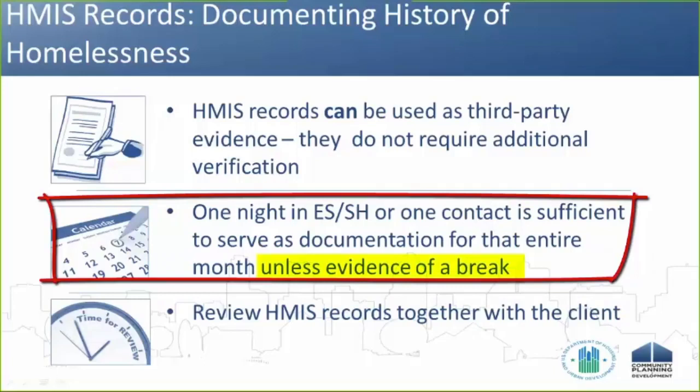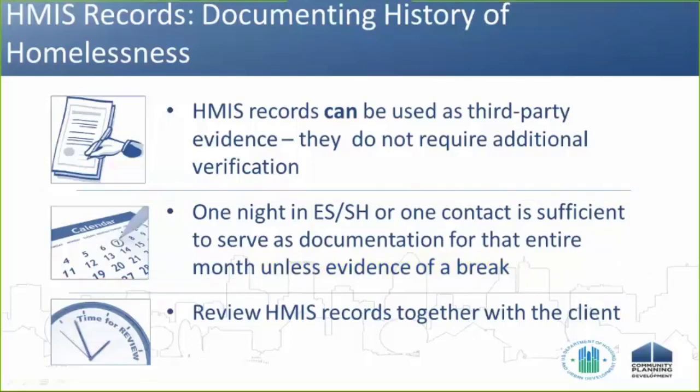Evidence of a break could be that the client is self-reporting that they were living in permanent housing for some period of time within the month, or the client's HMIS record shows, for example, a stay in PSH for 3 weeks within a month. Then only the remaining balance of that month could count as time homeless, and the rest would constitute a break.